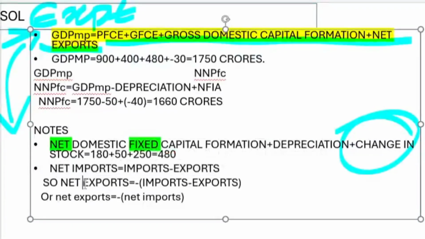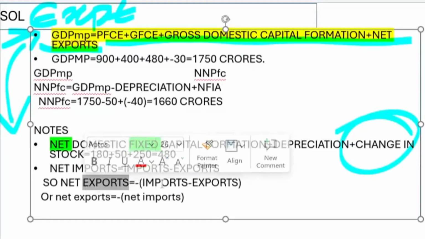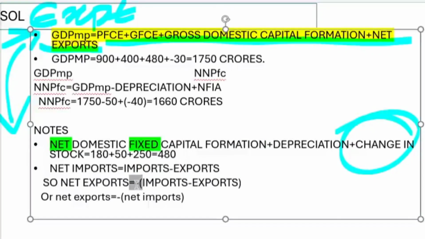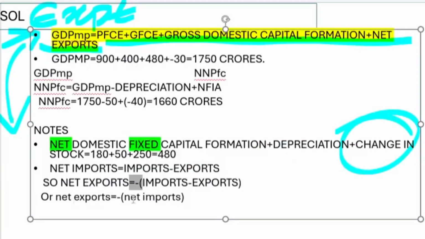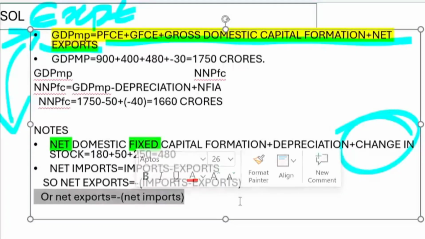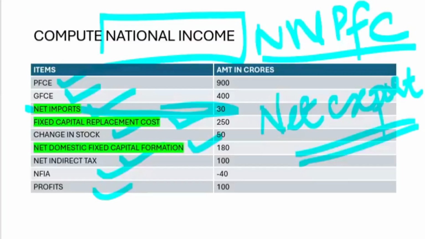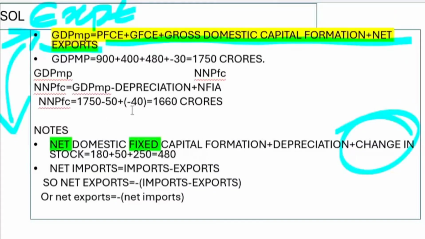And there is further explanation given, that is, why we are taking the negative of net imports. I hope you can understand that, because net import is import minus export, so it should be taken as export minus import, hence we are taking it as minus of net imports, that is minus of 30. And we'll arrive at GDP-MP, which is basically 1750 crores. How?